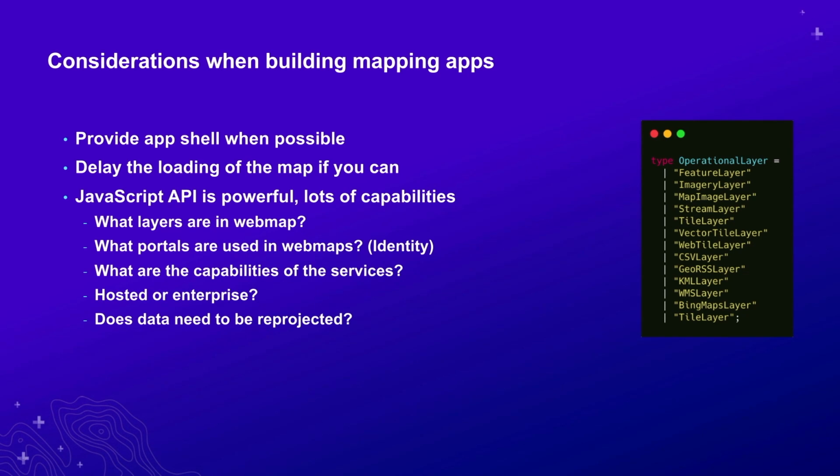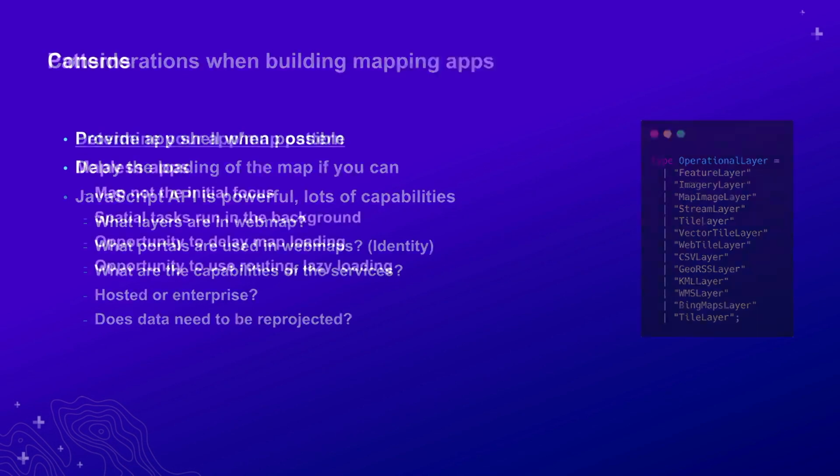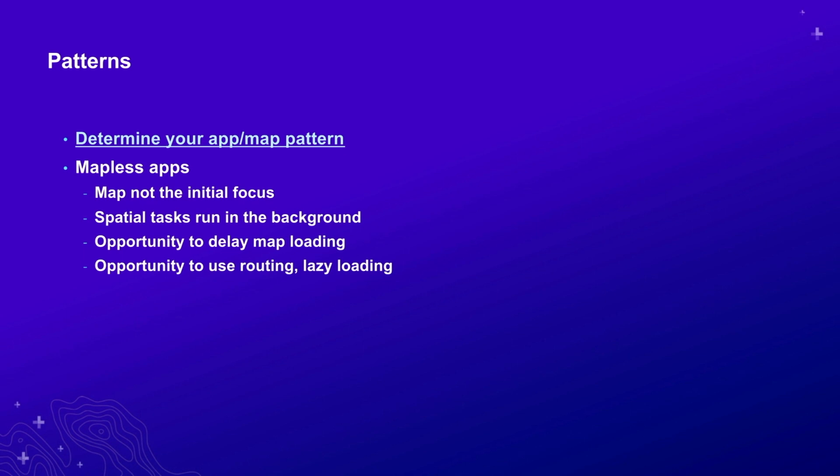Does the data need to be reprojected, right? Is your base map in some different projection than the rest of your data, and now we have to reproject all the data to match that base map? So there are some different patterns you can apply. There's some really good documentation that will be linked in these slides to determine the app map pattern that you might want to use.